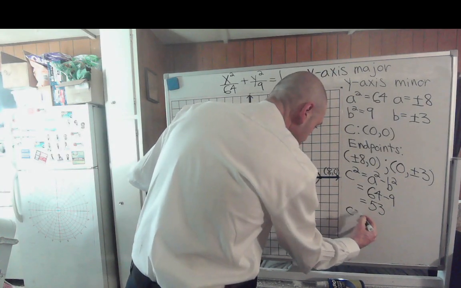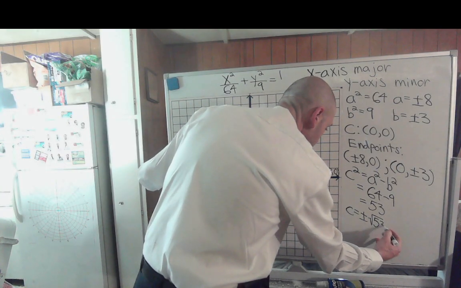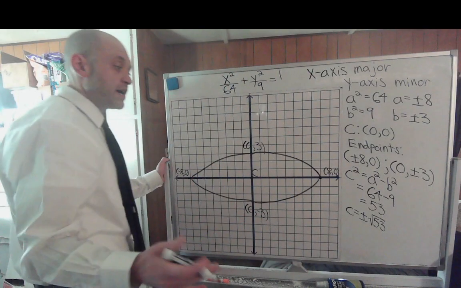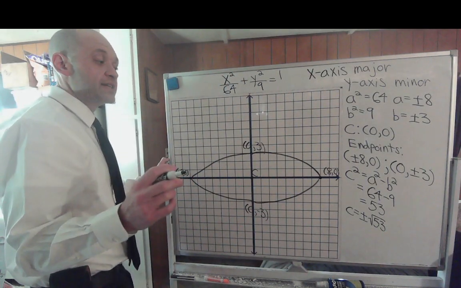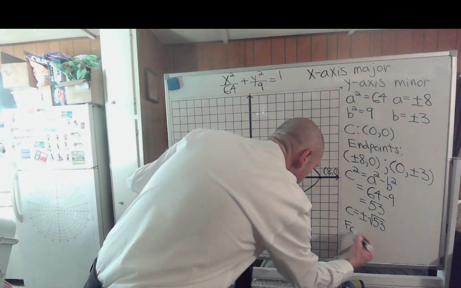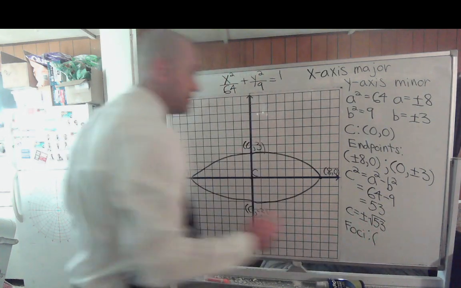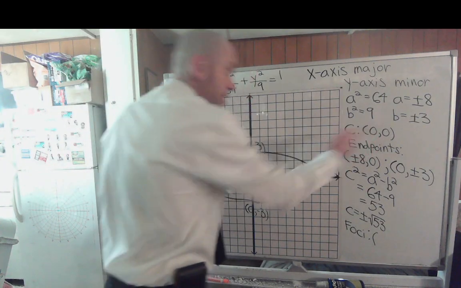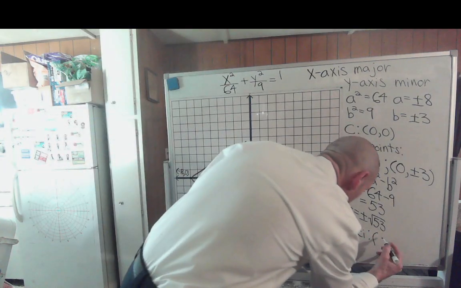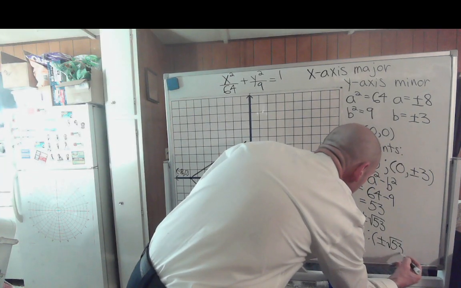So c equals both plus and minus the square root of 53. Now again, my foci are always based on the major axis. In this case, it's the x-axis. So I will take that c, both values plus and minus, add them to my x-coordinate of the center. I'll get my foci at plus and minus the square root of 53.